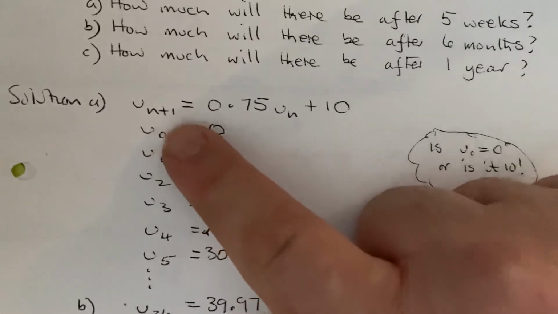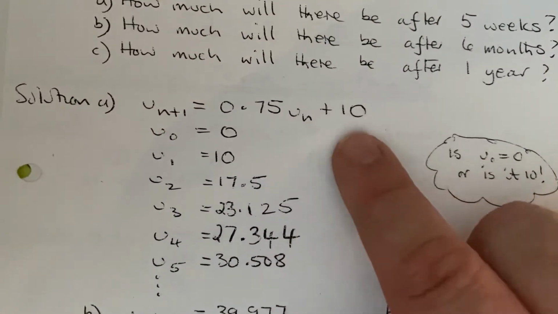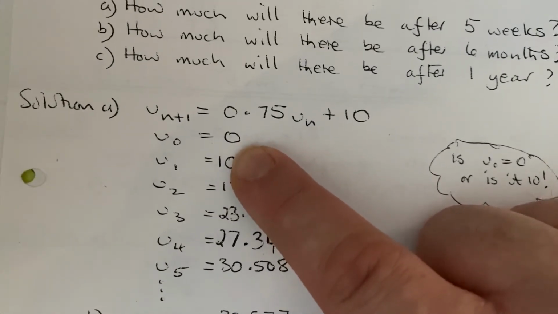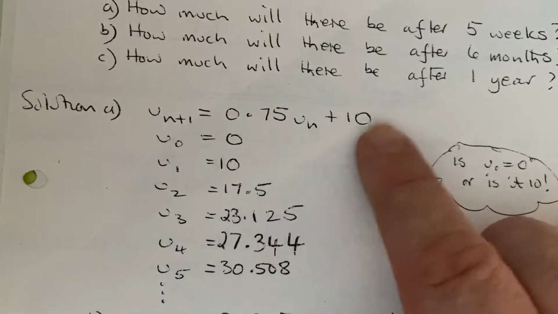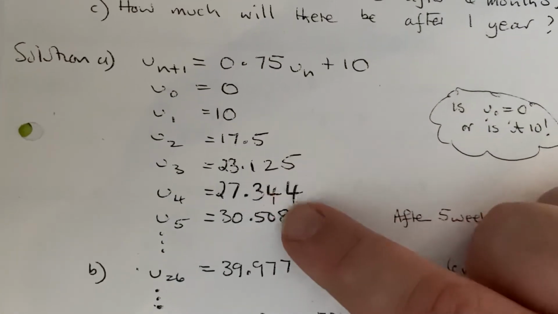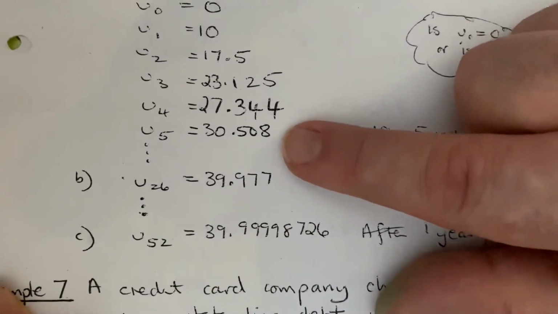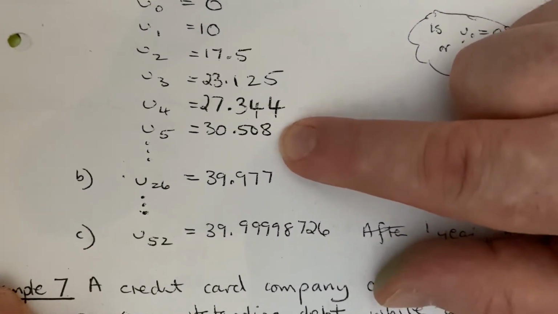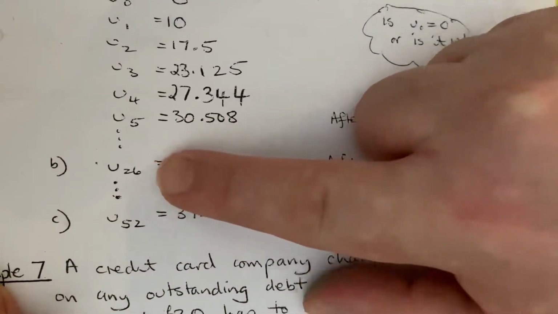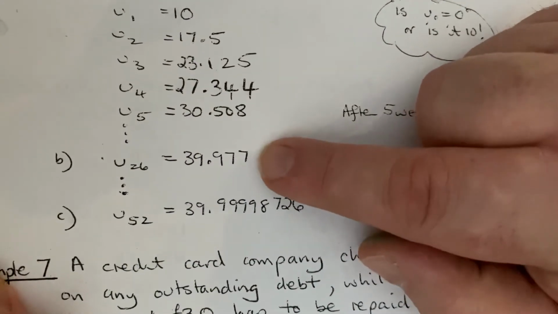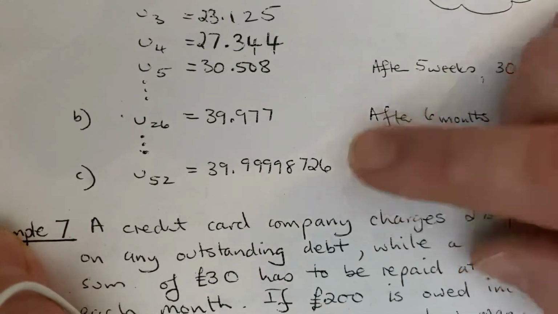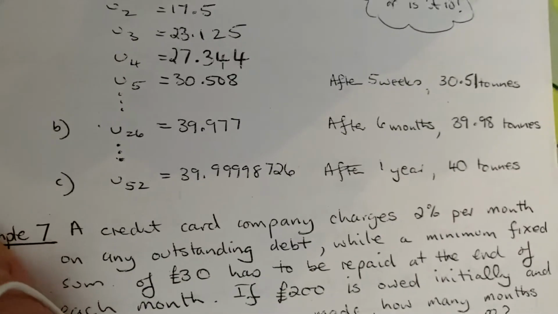So 0.75 is your multiplier, plus we're adding 10 tonnes. So it starts off with a pristine sea loch. So we do 0.75 times 0 plus 10 will give us 10. Then we do 0.75 times 10 plus 10, and so on. So after 5 weeks, it's 30.508 tonnes. So 6 months, 26 weeks, remember 52 weeks in a year, is 39.977. And then after 52 weeks, 39.9998. So basically 40 tonnes after a year.